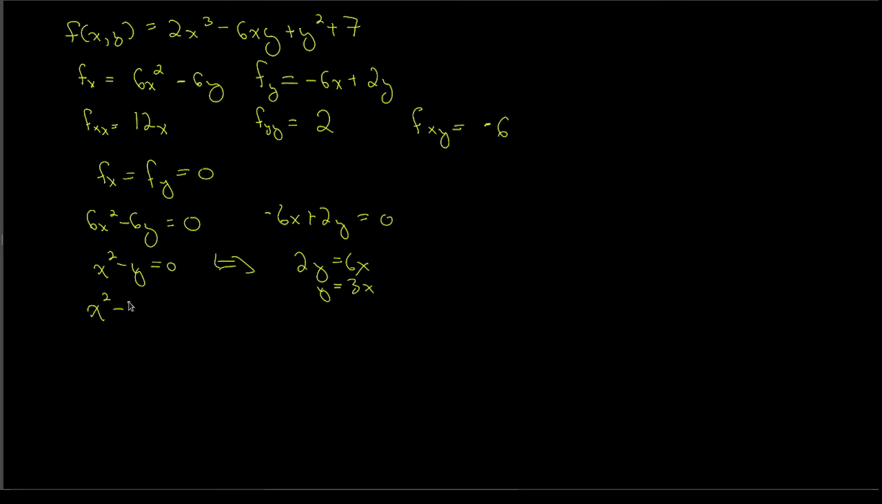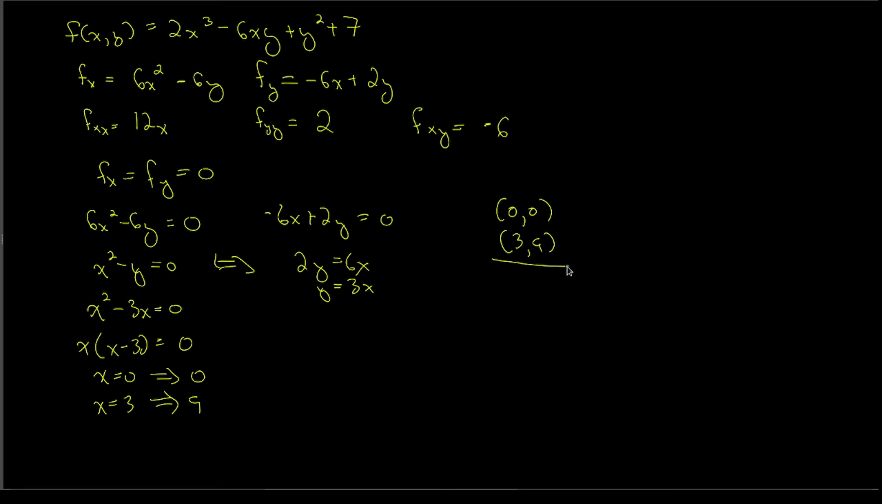So x squared minus 3x equals 0. I'll factor out an x. And so x equals 0, and that's paired with the y component of 0. So one of our critical points is at 0, 0. And then x equals 3 is the other one, and that pairs with y equals 9. So 3, 9 is our other critical point.